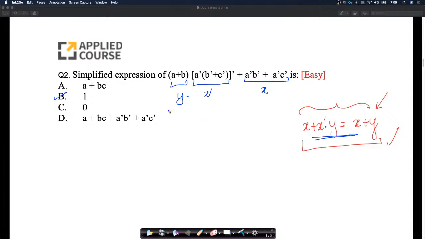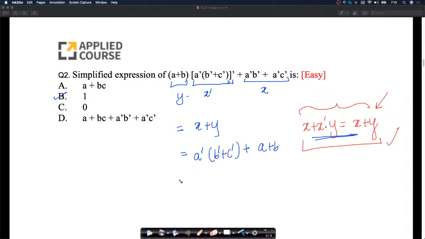This is one very, very important formula in Boolean algebra as far as DLD GATE questions are concerned. If you think of this as x and this as y, this whole thing is nothing but x dash. So you know that x plus x dash y is nothing but x plus y. So what is x now? X is nothing but a dash into b dash plus c dash, that is your x, plus y. What is your y? Y is a plus b.